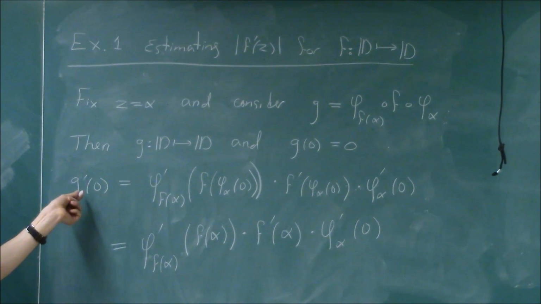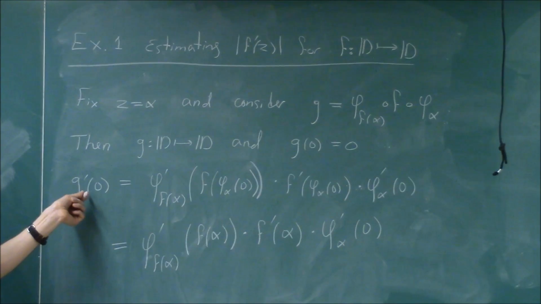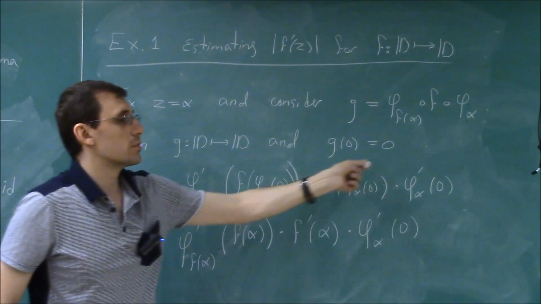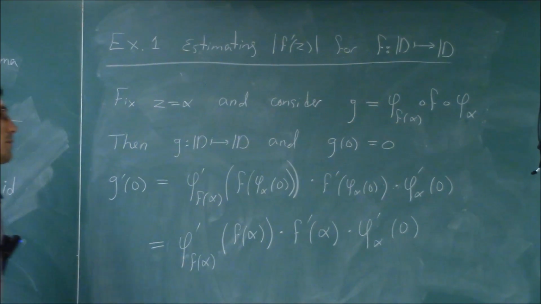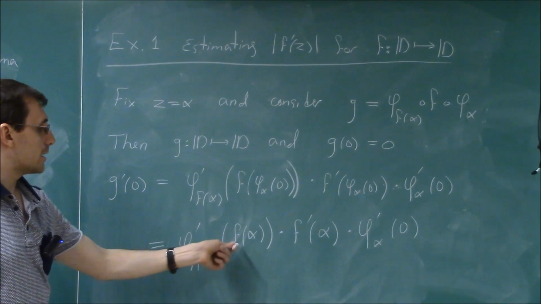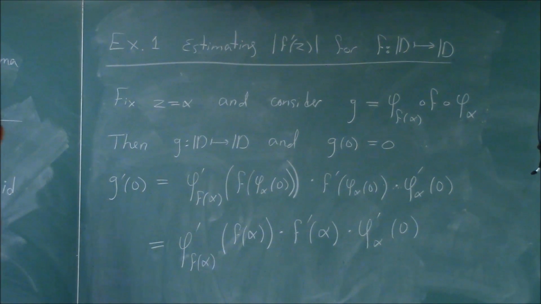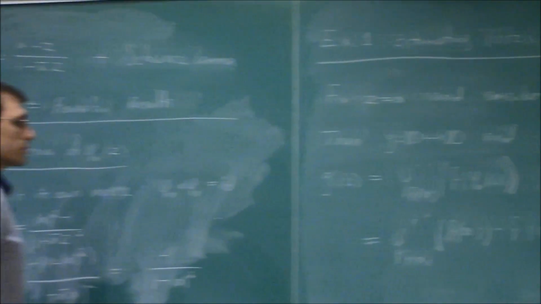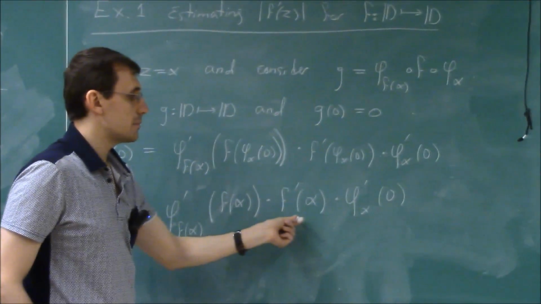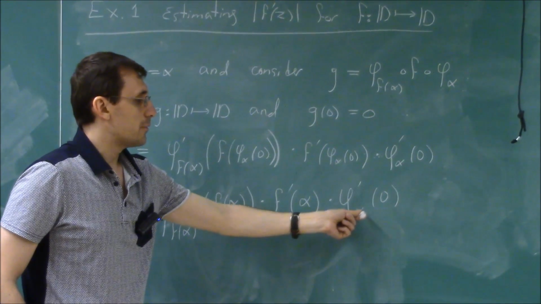So let's first calculate what's the derivative at 0 of g. The derivative of g at 0 is just a basic chain rule. It's a chain rule consisting of 3 composites. And what we end up getting is phi prime of f of alpha at f of alpha, to which we can apply the third result, times f prime of alpha, the quantity we really want to estimate, times phi prime of alpha at 0.